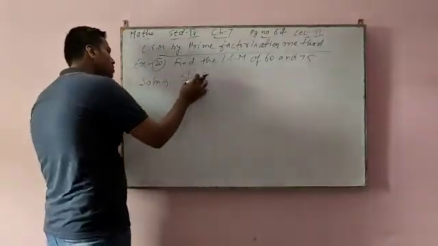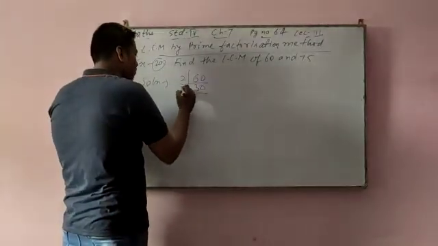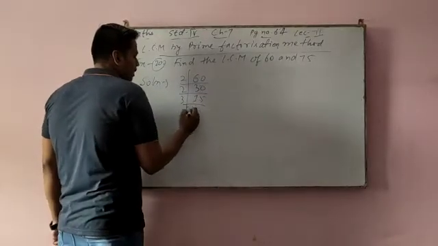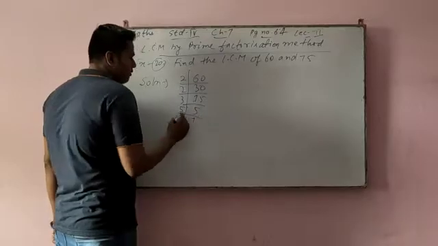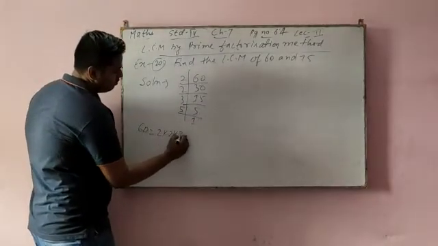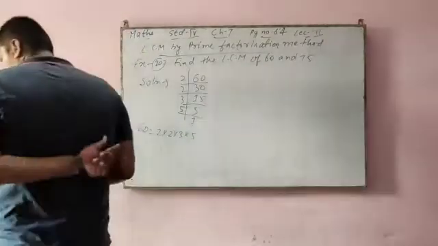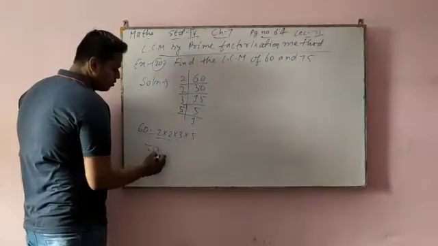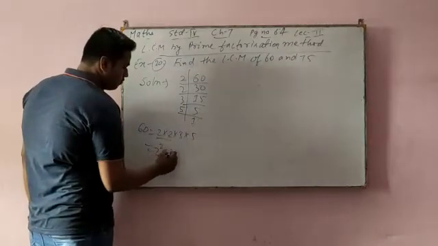So in the table of 2, 60 will come 30 times. In the table of 2, 30 will come 15 times. Now in the table of 3, 15 will come 5 times. In the table of 5, 5 will come 1 time. So the factorization of 60 is what? 2 into 2 into 3 into 5. Okay. So now we can write this: 2 to the power 2 into 3 into 5.